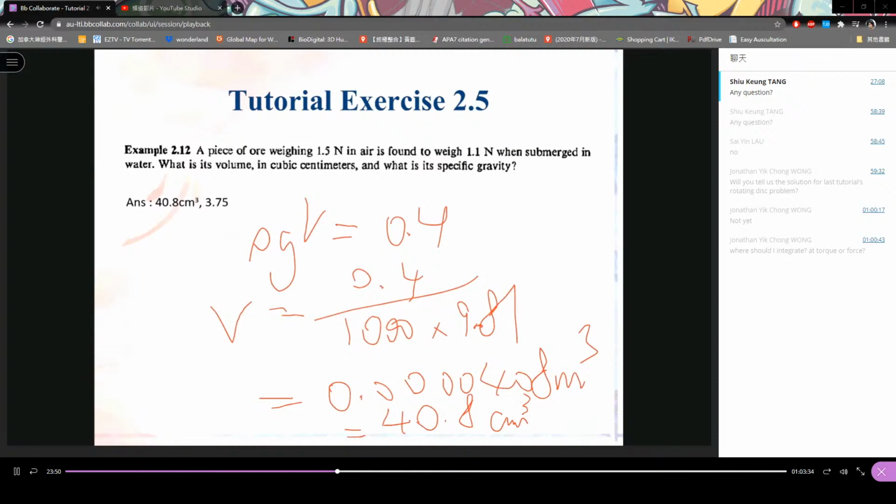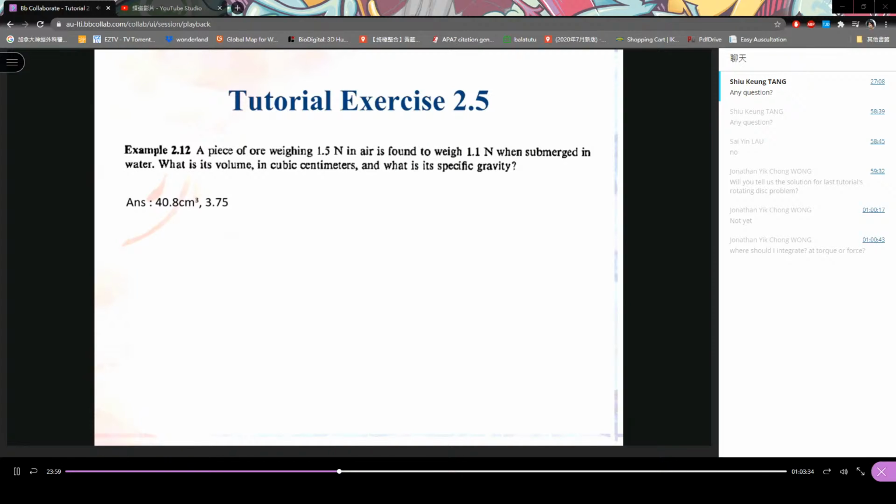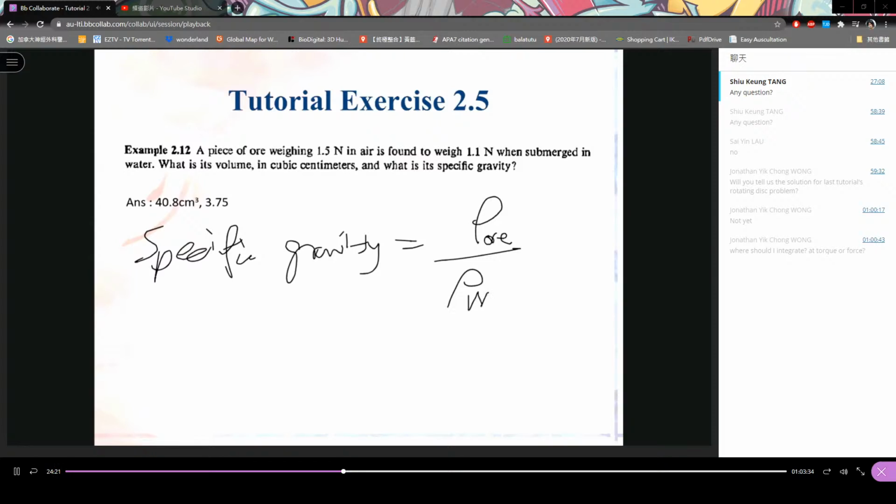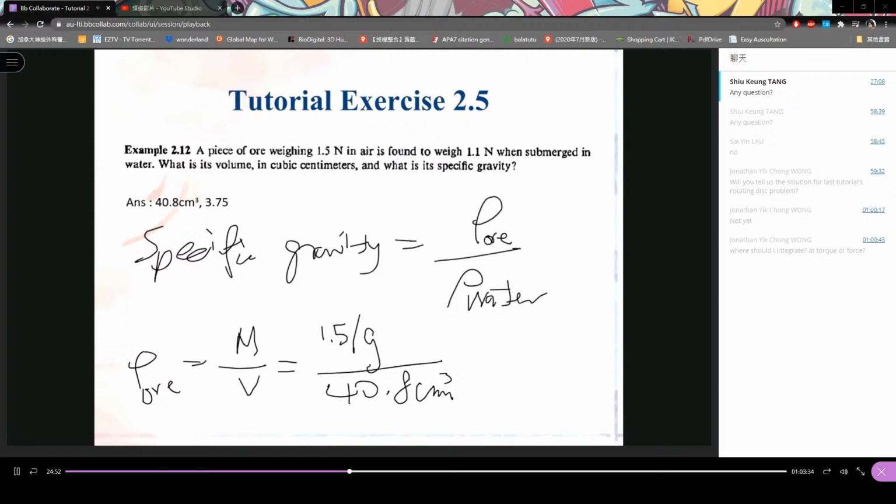And now, what is the specific gravity? Next, specific gravity. So what is specific gravity? Specific gravity is the density of the ore, right, divided by the density of water. The density of the ore is the mass divided by volume, right? So the mass is the weight, 1.5, divided by g, right? Divided by the 40.8 cubic centimeter.